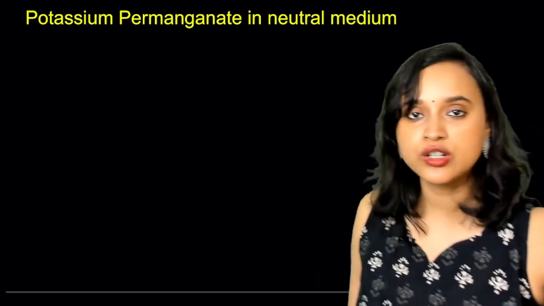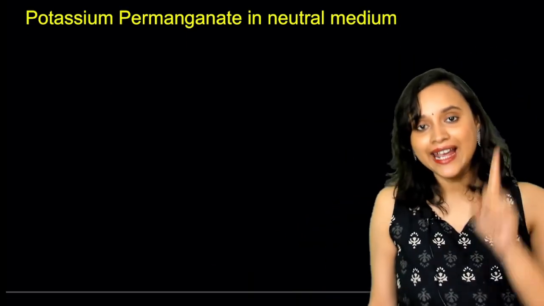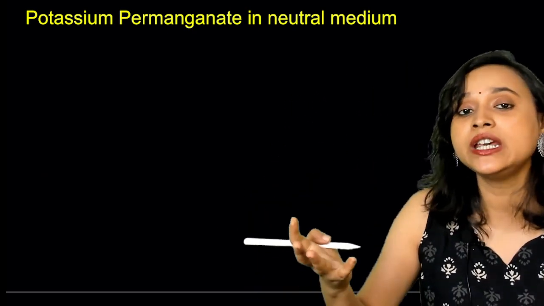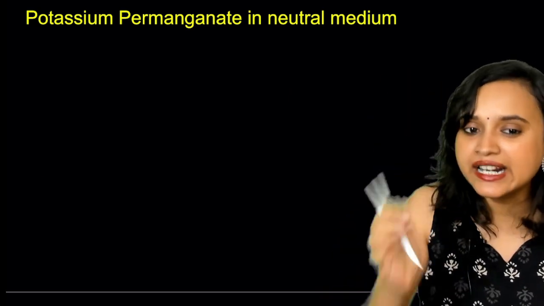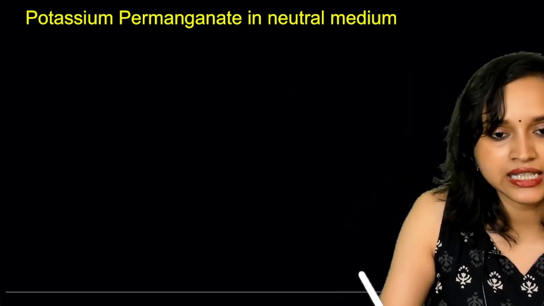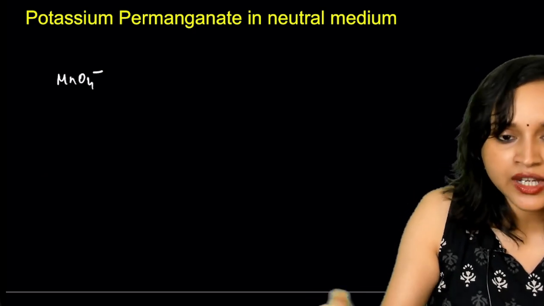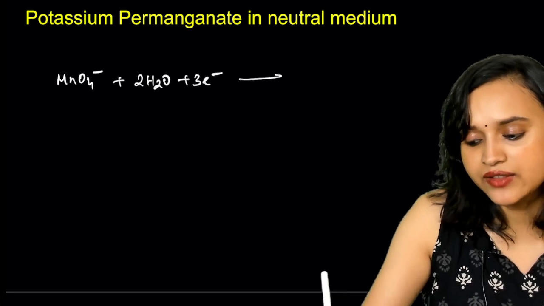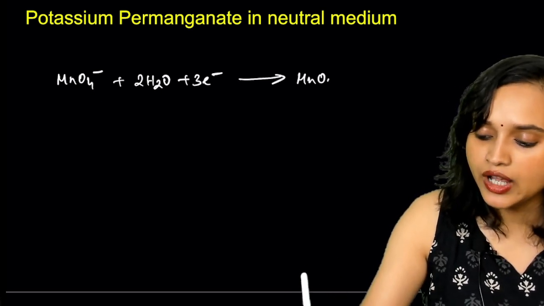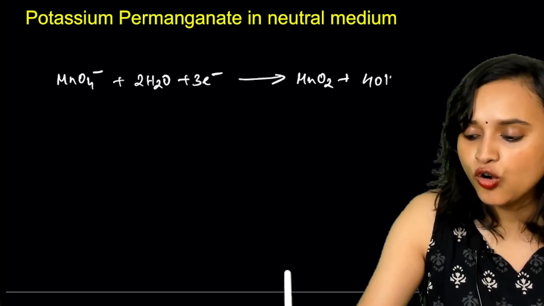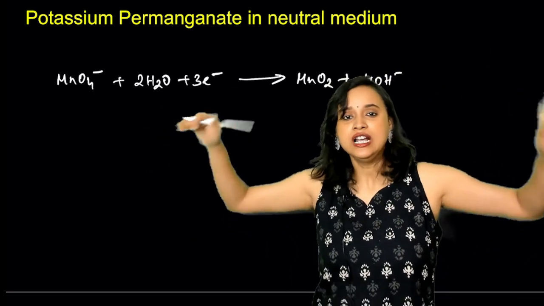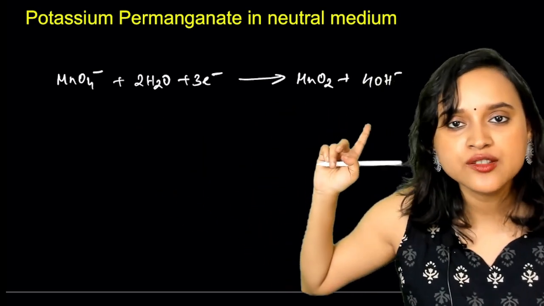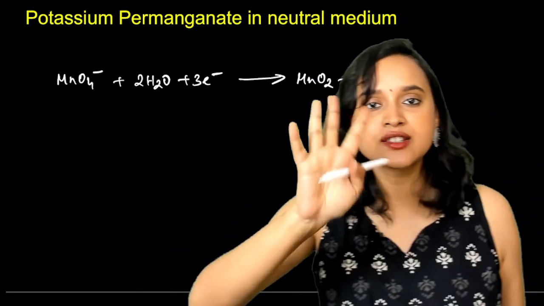Okay, now let's come to the neutral medium. In neutral solution, what will happen? Band 153. So here the difference in the electrons will be 3. So suppose I take MnO4 minus and 2H2O, then with 3 electrons, this is going to go to MnO2 plus 4OH minus. So if you take anything with a charge, you can convert it because you know that it is only supposed to get 3 electrons. The difference has to be 3 electrons.